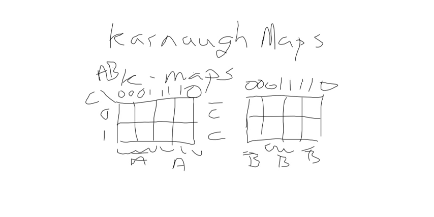This is a 3 variable. We got A, B, and C. You can do 4 variables, A, B, C, and D. You just have 2 more rows. You can do a 5 variable or more, but once you get above 4, it starts to get a little more complicated, but you can do it, and I will show you that in the next lecture.